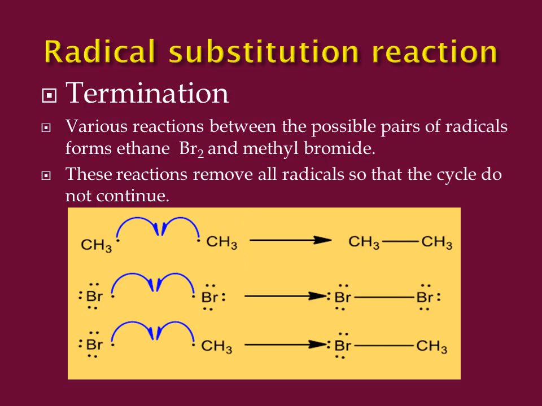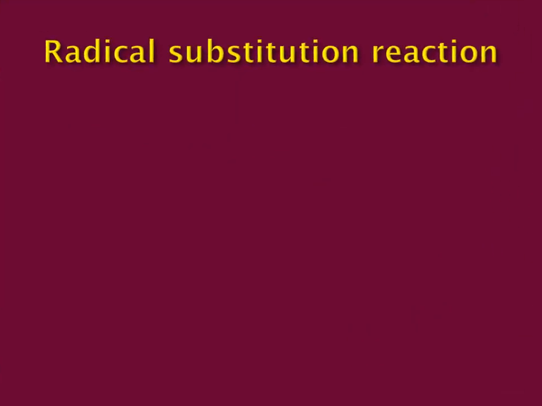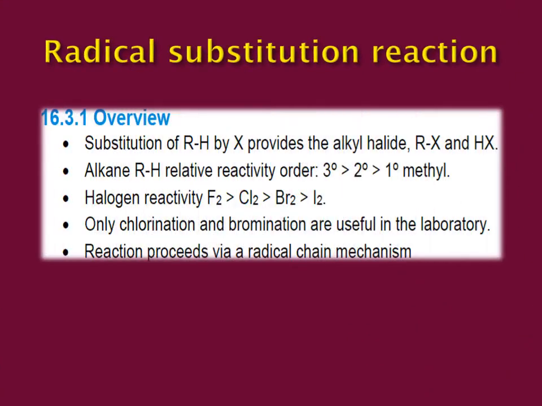Students, here are some important notes with reference to the radical substitution reactions. Substitution of RH, meaning alkane, by X, meaning the hydrogen atom will be substituted by X, which stands for halogen, provides an alkyl halide. R and X make an alkyl halide, and HX, this H is going to make a bond with another X atom.